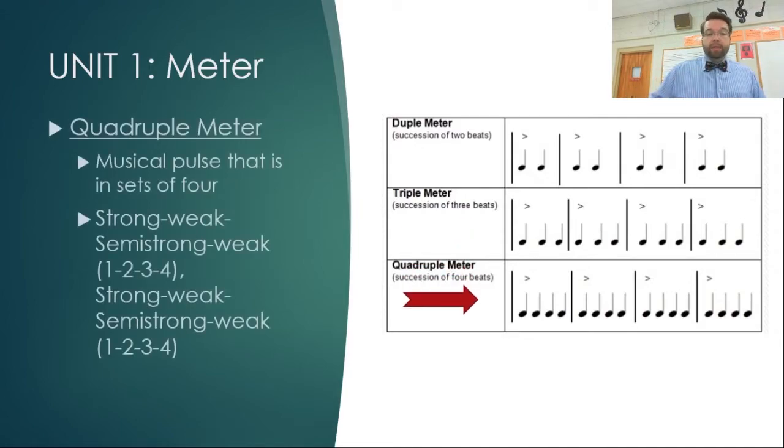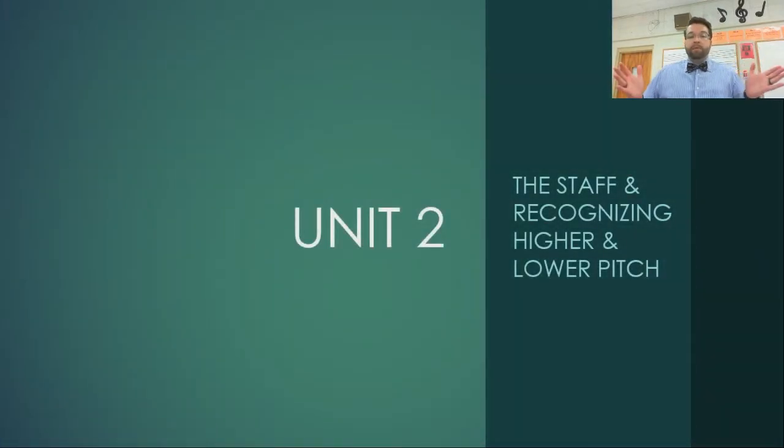Okay? Next one, quadruple, a group of 4 notes or beats tied together. Accented by the first beat being the strong beat, the second beat being weak, the third beat being semi-strong, the fourth beat being weak. So we have strong, weak, semi-strong, weak, strong, weak, semi-strong, weak. And again, as accented by this little accent mark here at the top of beat 1. All right, so that's most of Unit 1.